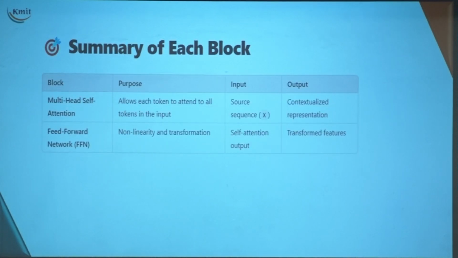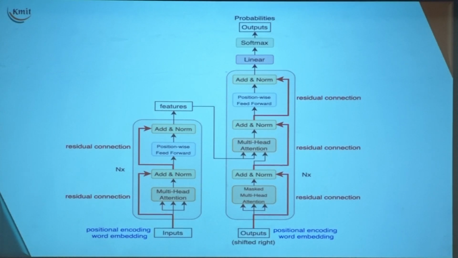So to summarize, we have the MHA block and the FFN. MHA allows each token to attend to all tokens in the input and understand the context. FFN will introduce non-linearity and transform the output of the context vectors. Okay. Now this was the block that we were talking about. Now look at the figure on the right side. Observe the figure very carefully and understand what I am talking about. Look at the diagram very carefully and observe the arrow marks that I am going to discuss.